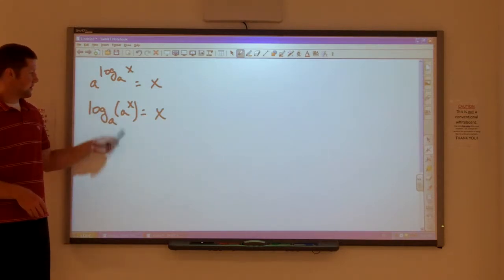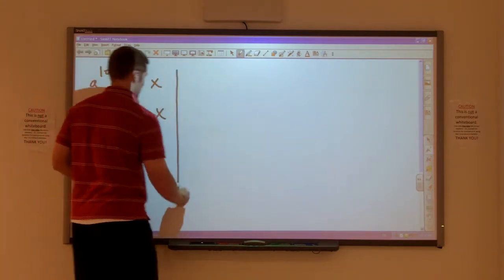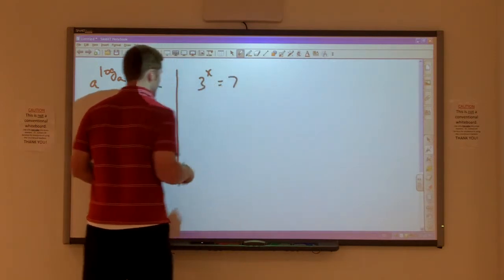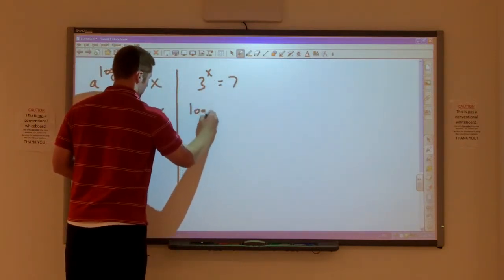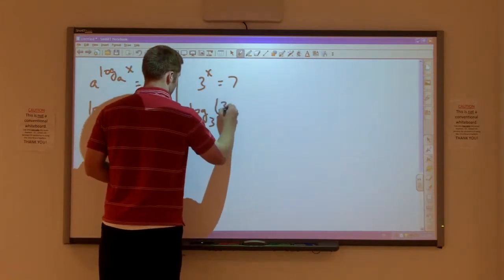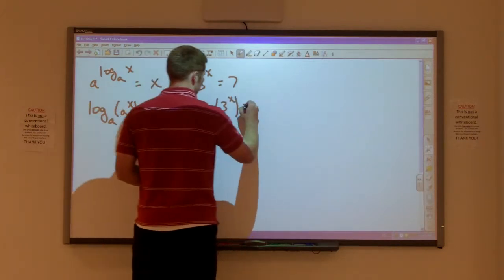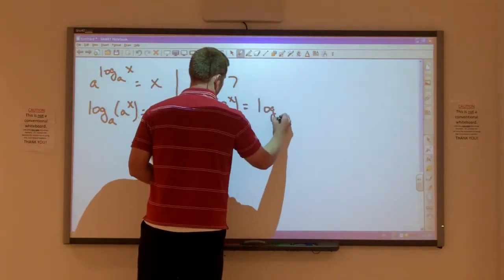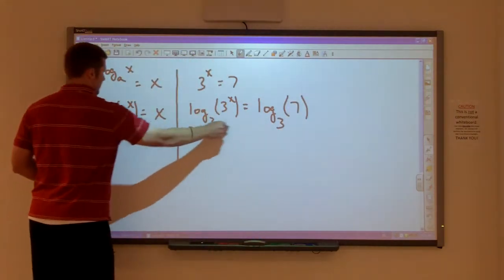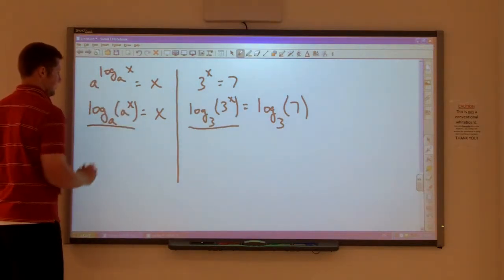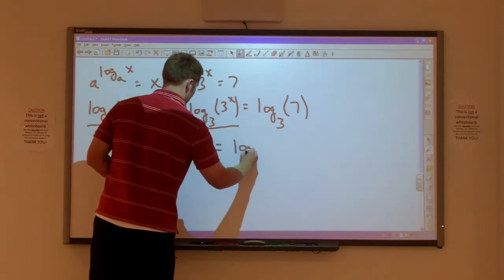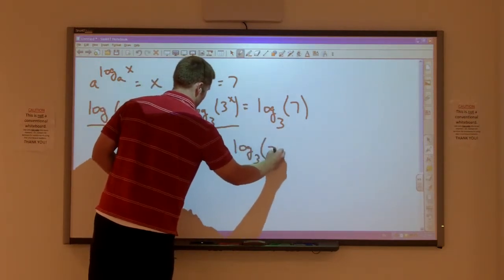So let's use this to solve our previous problem of 3 to the x equals 7. Alright, so let's take the log base 3 of 3 to the x equals log base 3 of 7. Well, you can see that the left side looks very much like our inverse property. So we're going to get x on this side, and x turns out to be log base 3 of 7.